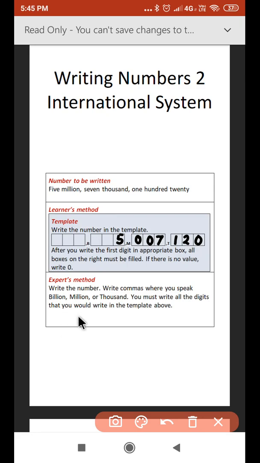Same way in expert method also. First we write 5 million. 5 followed by a comma which represents millions. Then 7,000 to be written in 3 digits, 0, 0, 7. And this comma represents thousands. Then 120. So that's how we write the numbers in international system.